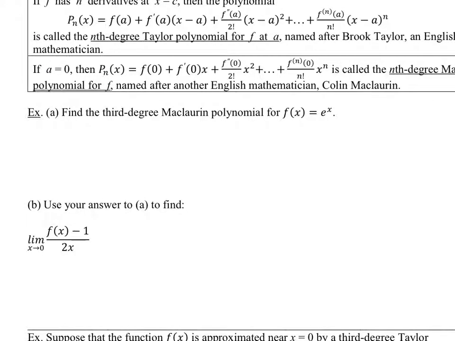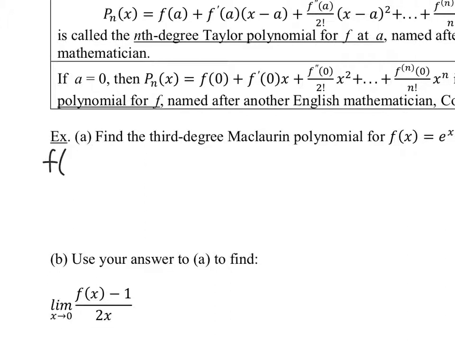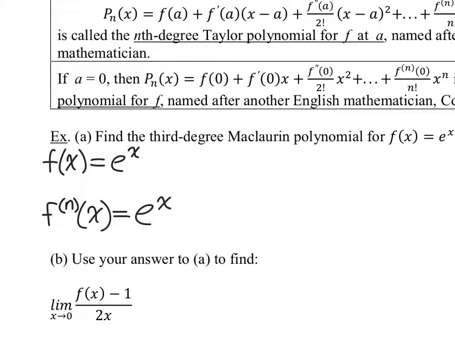Third degree Maclaurin polynomial for e to the x. So we need some derivatives. Fortunately, it's e to the x, which has a derivative of e to the x, and a second derivative of e to the x, and a 20th derivative of e to the x, which is just wonderful news. All right. So since it's Maclaurin, I want to do it at 0. So f of 0 is going to be equal to 1. The nth derivative at 0, e to the 0th, also 1.